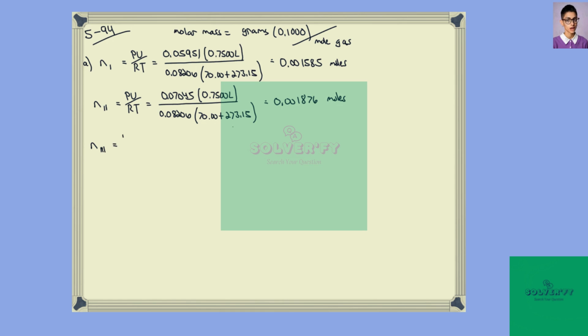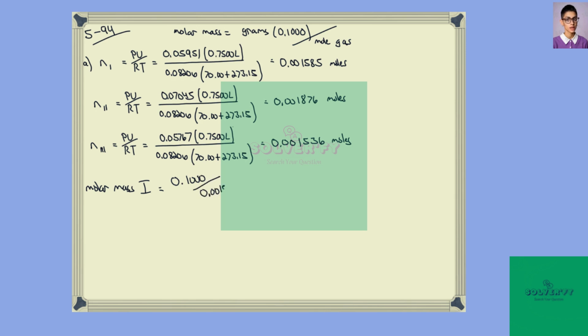0.001876 moles. And then for the third liquid turned into a gas, creating a pressure of 0.05767 atmospheres, we get a mole value of 0.001536 moles. So to calculate the molar mass, now all we need to do is take the moles we calculated and divide it into the mass, each of them being 0.1 grams.